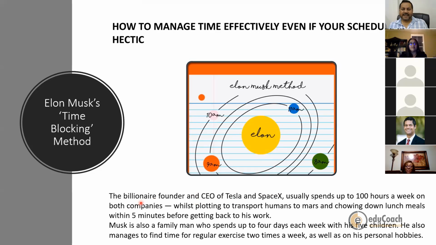Okay. So the billionaire founder and CEO of Tesla and SpaceX usually spends up to 100 hours a week on both companies. Of course, while plotting to transport humans to Mars and eating his lunch meals within 5 minutes before getting back to work. He also is a family man who spends up to 4 days each week with his 5 children. He also manages to find time for regular exercises 2 times a week, as well as on his personal hobbies.